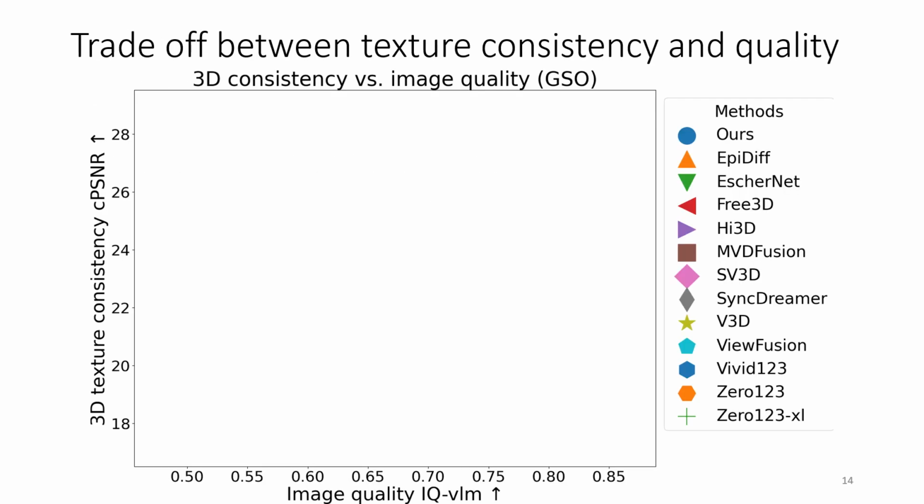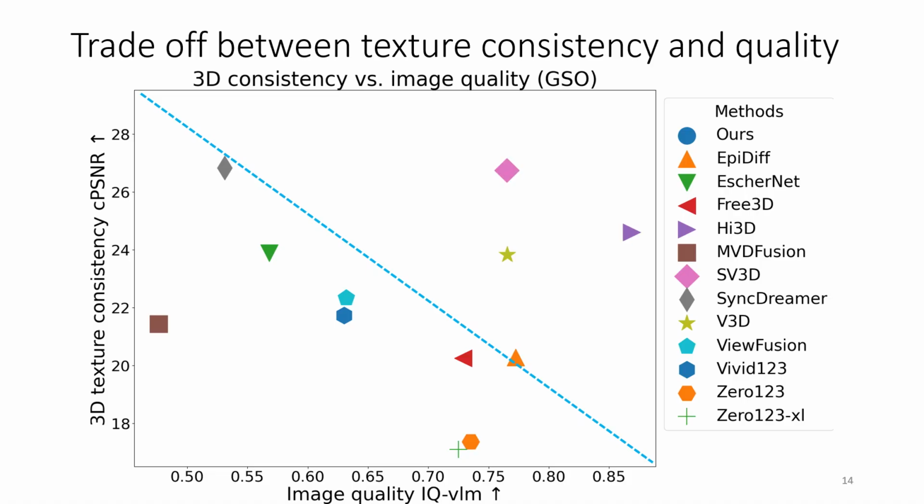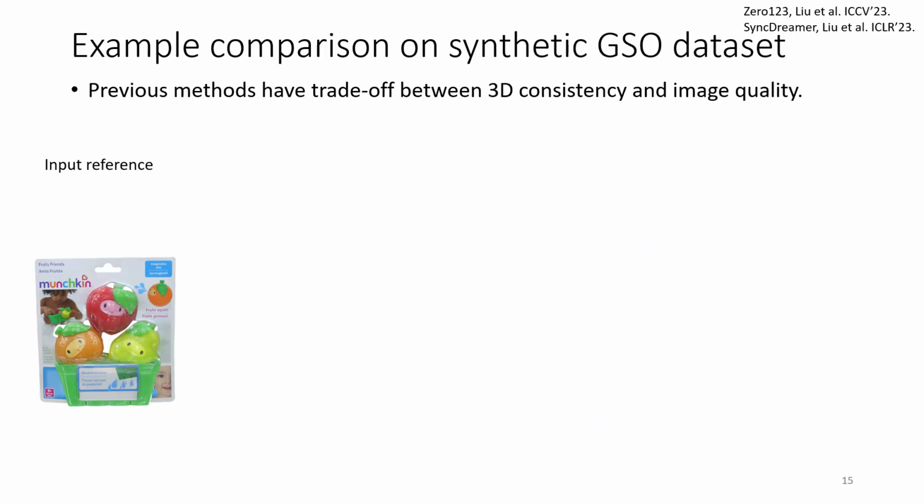The first observation is that there is a trade-off between 3D consistency and image quality. Some methods generate good images but are bad at 3D consistency. Other methods are good at 3D consistency, but quality is suboptimal. Most methods lie in the bottom left part of the consistency and quality plot. More recent video-based methods achieve better balance, and our method leverages the best practices and achieves the best 3D consistency.